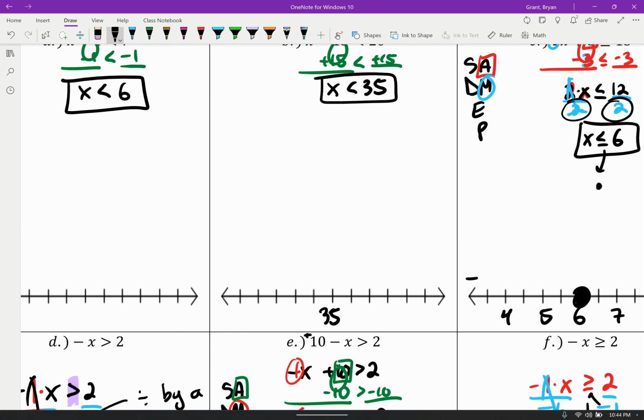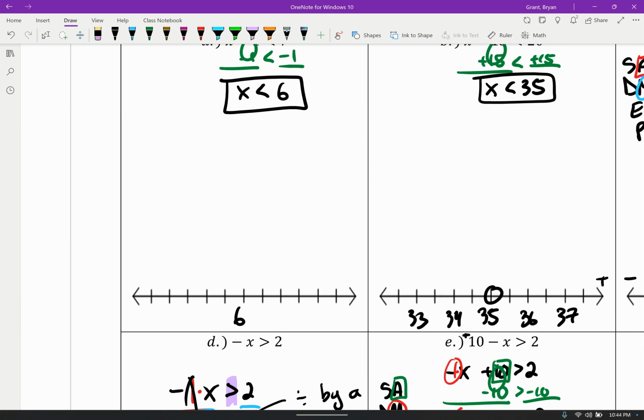35 seems intimidating, but it's just a number. 36 and 37. A few smaller. 34, 33. Open circle. Don't shade it in. There's no equals. And 6. 6, 7, 8. 5, 4. Open circle. Don't shade it in.